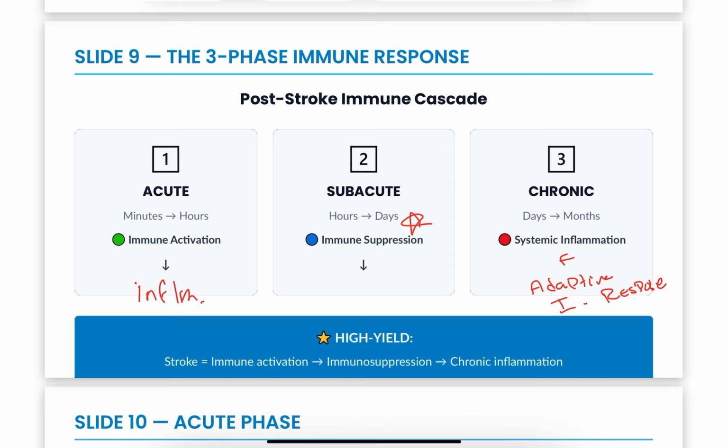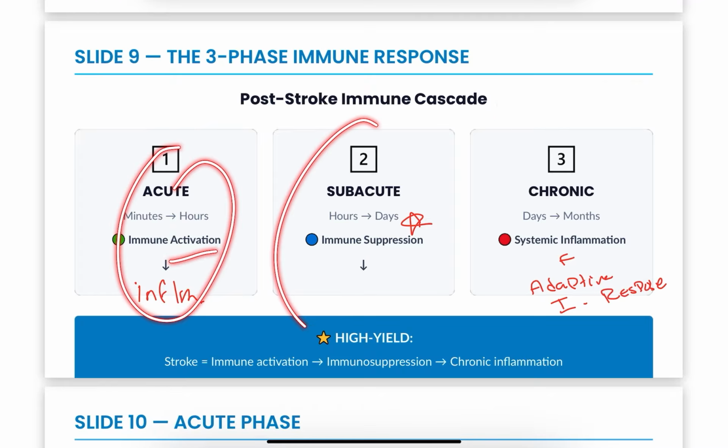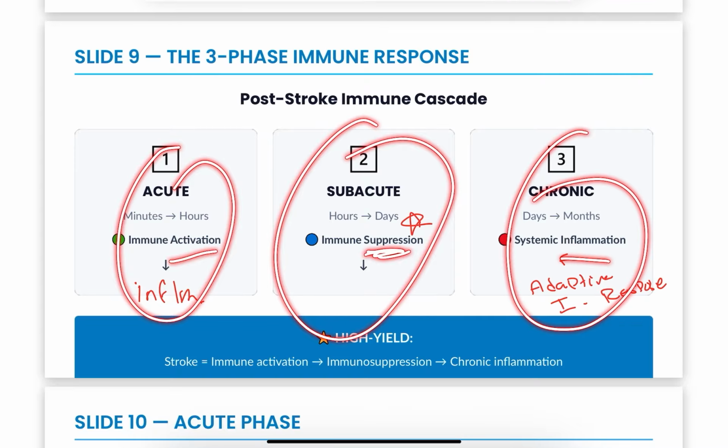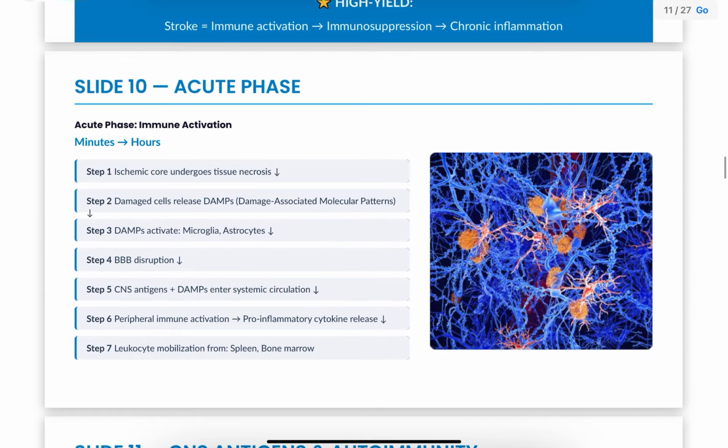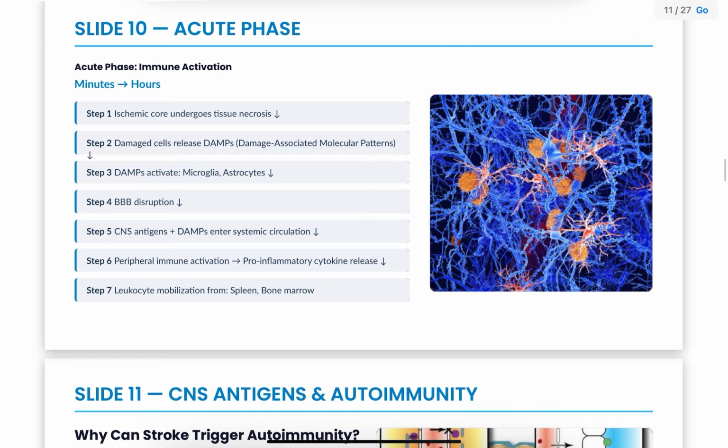So if you remember nothing else from the lecture, I just want you to remember this sequence: in the acute phase, I'm going to have the activation. In the subacute, I will have suppression. And in the chronic, I will have the inflammation. Okay, so let's start with talking about the acute phase more in depth. What happens within minutes to hours?